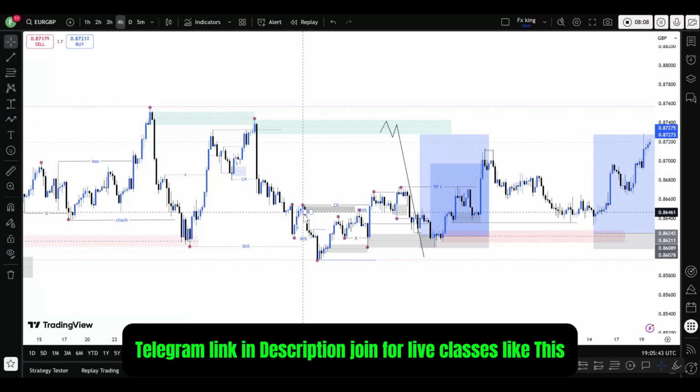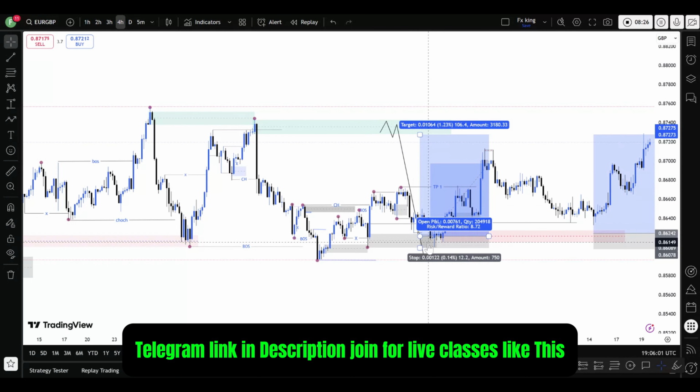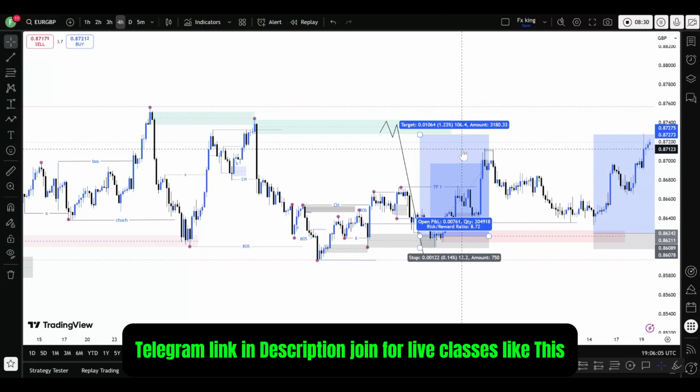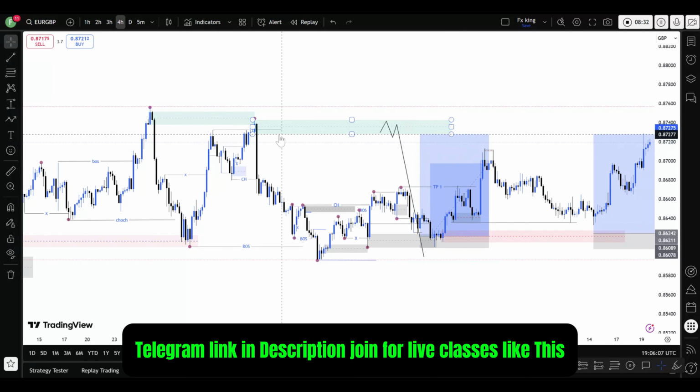Now, when this market gave me this internal change of character to start trending up, I did not look to immediately buy from this demand zone here. I did not even notice that this demand zone was here until the market had gone ahead to create a new internal break of structure to the upside. And then when it came back, that was where I realized that this internal structure had already shifted and the market is pushing up, maybe to mitigate this zone here.